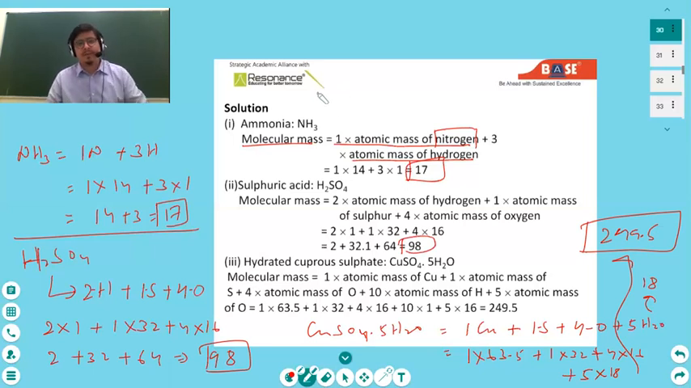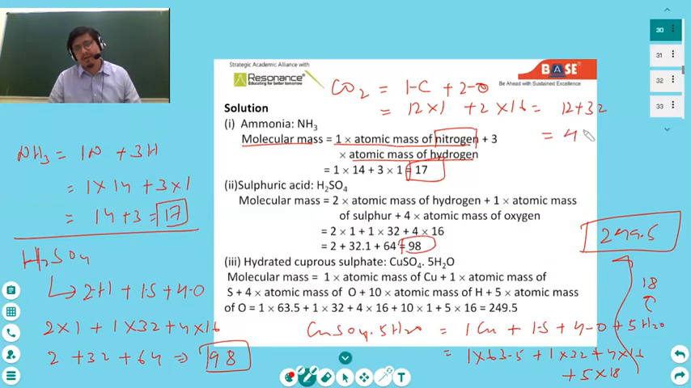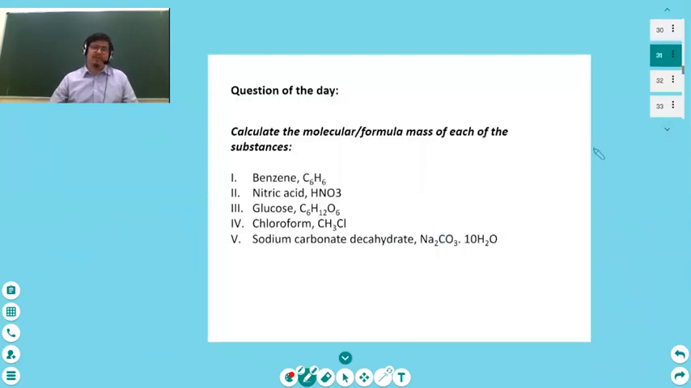Suppose let's find out the molecular mass of carbon dioxide. So there is 1 carbon and there are 2 oxygen. Carbon how much? 12. That's right, 12 into 1, 2 into 16. So this is 12 plus 32, 12 plus 32, it comes to 44. Clear? So that's all for molecular mass.